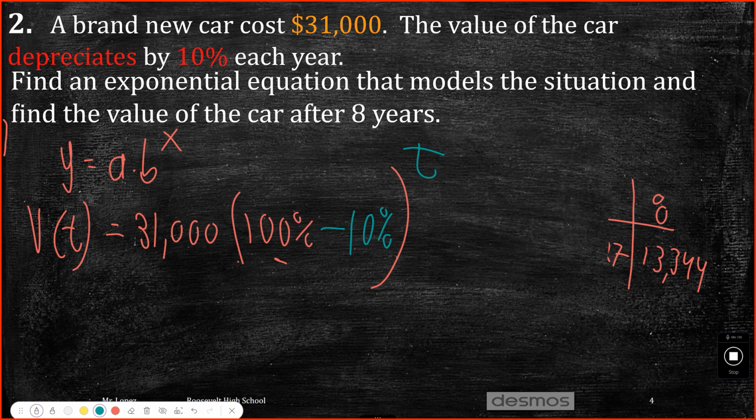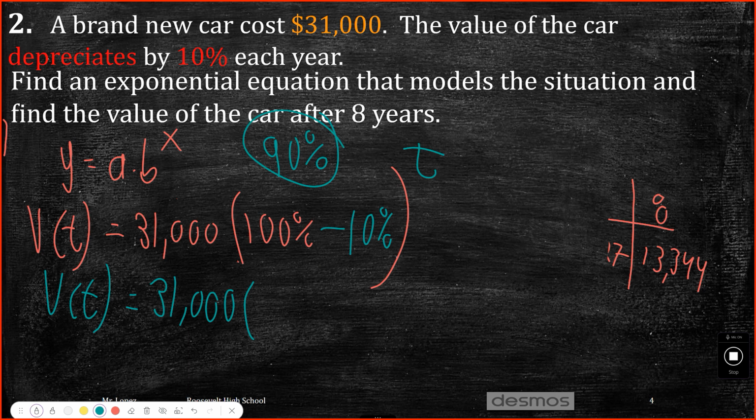That's how we use this. So the B value is 100% minus 10%. So the value of the car is going to equal 31,000. What's 100% minus 10%? 90%. But I cannot use 90% to plug into the calculator. What is 90% as a decimal? 0.9, because 90% means 90 per 100. That's the definition. So 90 divided by 100 is 0.9. So this is going to be 0.9 to the power of t.